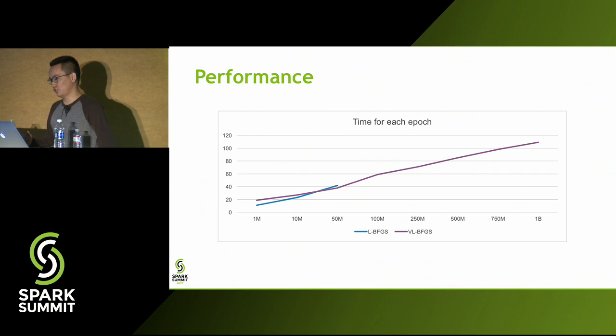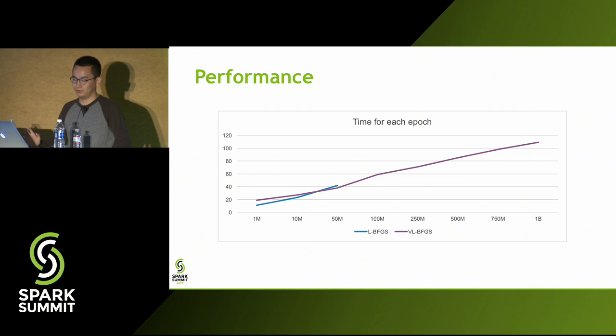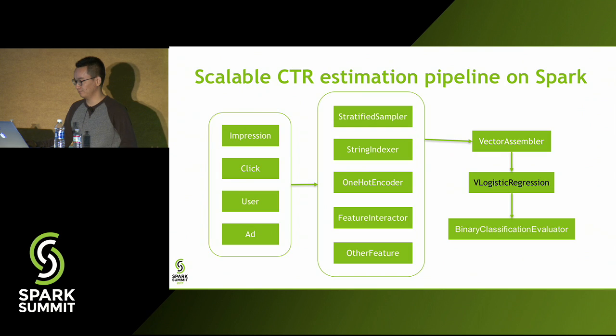In general, we can say that L-BFGS doesn't behave better than MLlib when your number of features is small, such as less than tens of millions. The existing MLlib logistic regression may behave better. But when we increase the number of features to more than 50 million, the existing MLlib logistic regression will fail with an OOM, out of memory exception. But L-BFGS can still succeed. So we updated our CTR estimation pipeline to a more scalable version, using our logistic regression based on vector-free L-BFGS to replace the old Spark MLlib logistic regression.